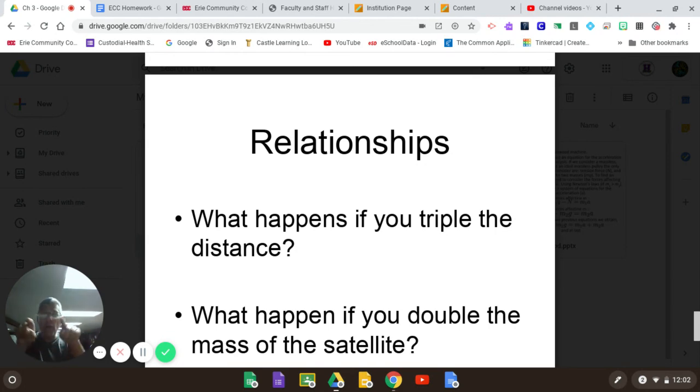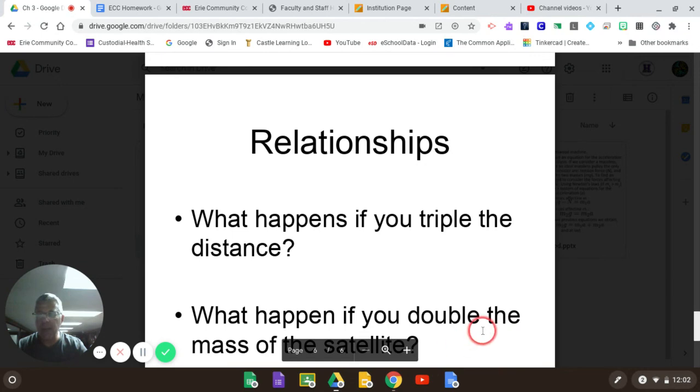How about if it's 1/4 the distance? 1/4 means it's getting closer, it's going up, and that would be 16 times stronger. What if you were 5 times the distance, made it real far away? What's 5 squared? 25. So it would be 1/25. That's how you do that.